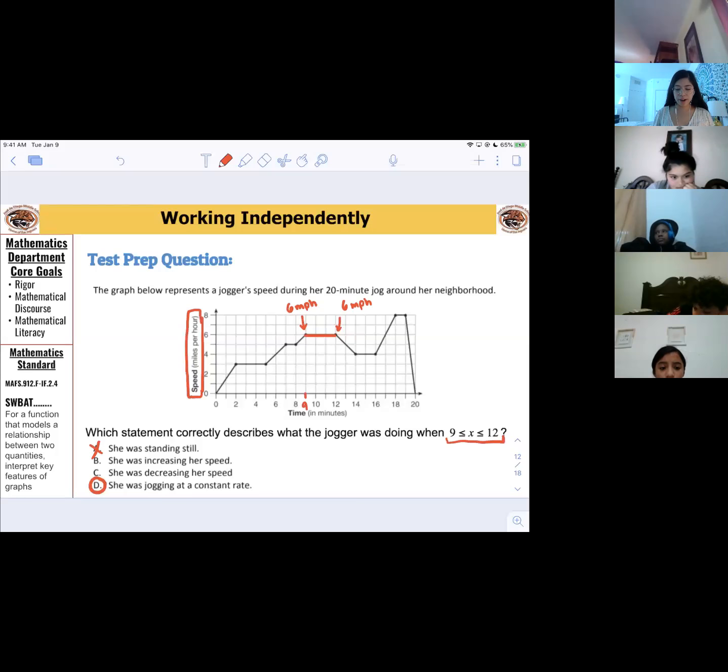Okay, when does she finally stop? At what point is she standing still? There's only 2 places where she's standing still. In the beginning and at the end. Yeah, the beginning and the end. That's when she's standing still. All the other times, she's running at different speeds. So this one was definitely very tricky. My first period had a hard time with this one.